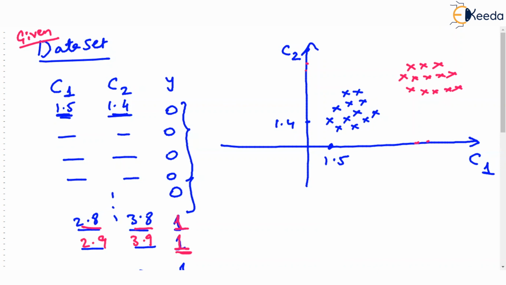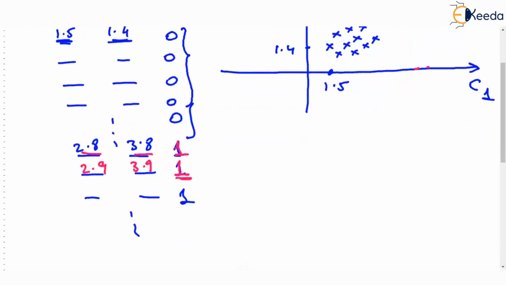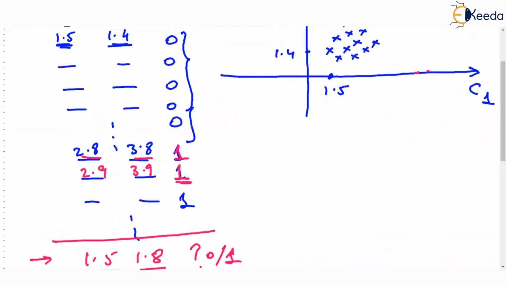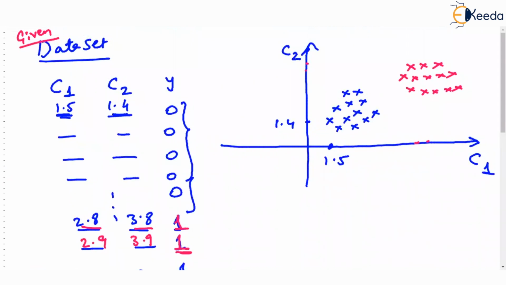Now just imagine some new data point is given after studying all this. Let's say the data point is 1.5, 1.8. And we are asked what the output should be, whether 0 or 1. Remember, we are learning binary classification, where the output will be 0 or 1. What you would do is take this 1.5 and 1.8. 1.5 is this, and 1.8 will be somewhere here. So the point we are talking about will be somewhere here.